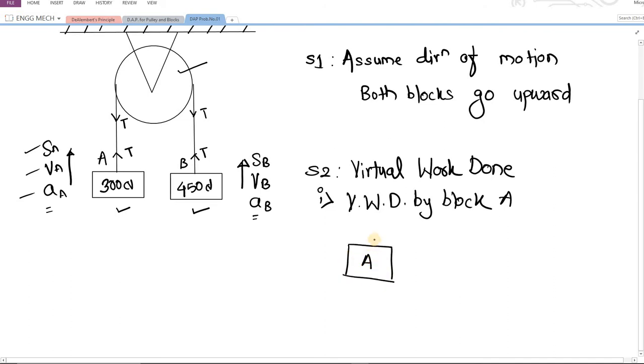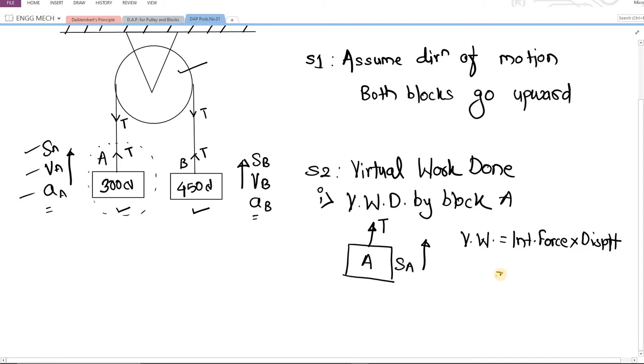This is block A. Then what is the driving force here? See, in this specific diagram, the driving force, the internal force is tension. Okay, it is T. And what is the displacement here? Displacement is SA. And what is the direction of motion? It is upward. Now what virtual work is all about? Virtual work is all about internal force into displacement.